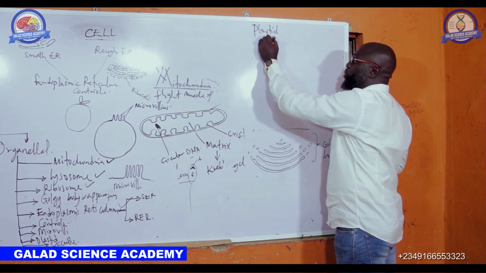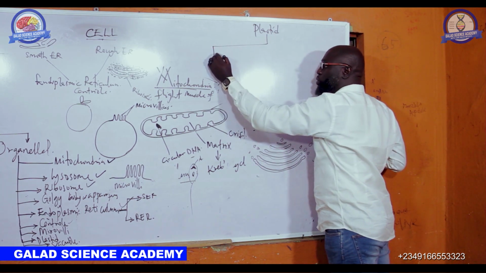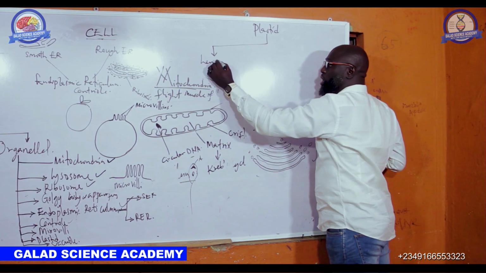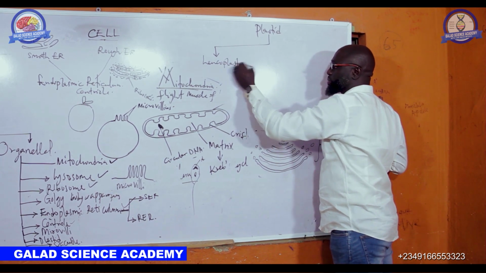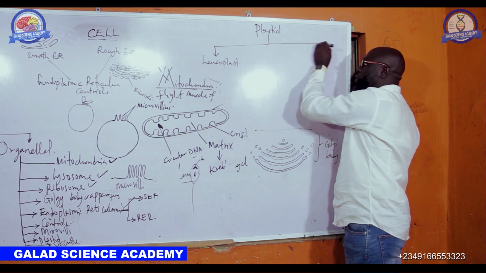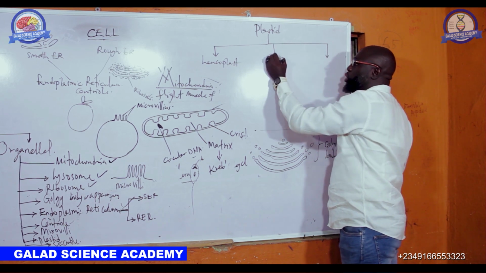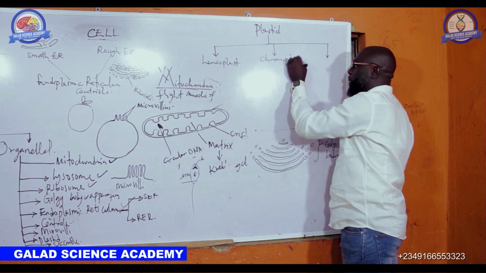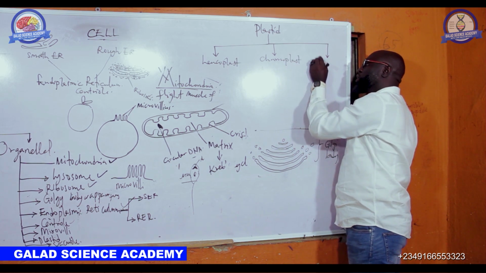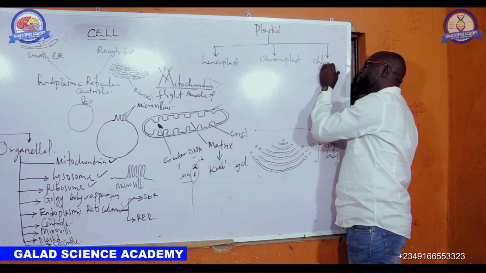And the plastid is divided into three parts. One, we have what we call leucoplast. And we have what we call chromoplast. And we have what we call chloroplast.